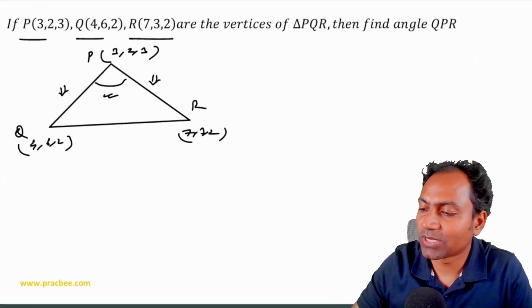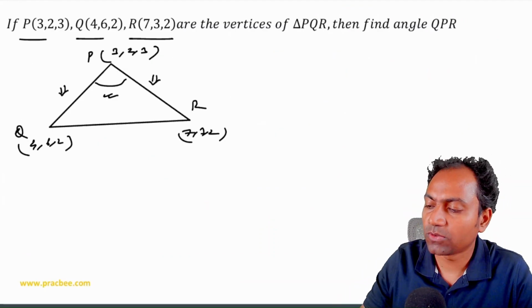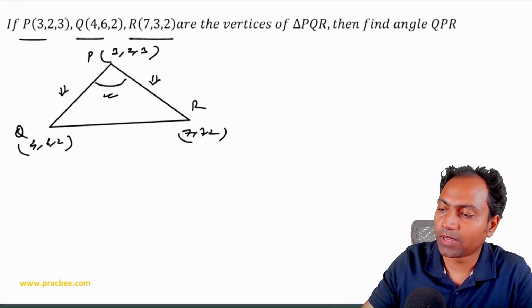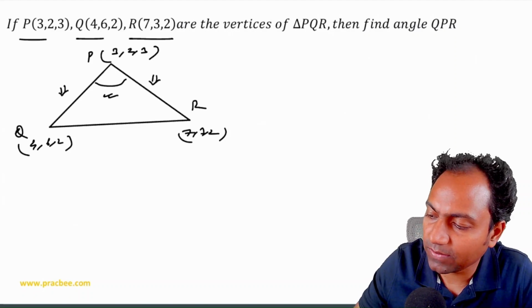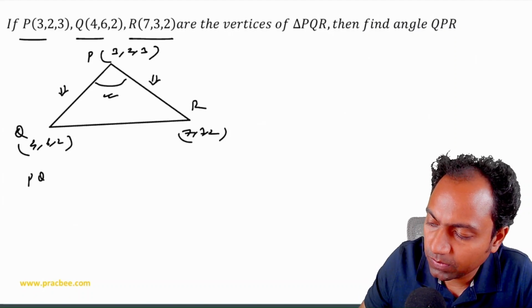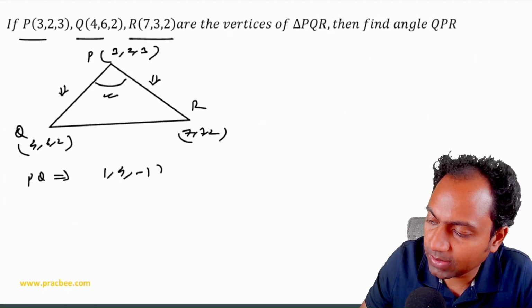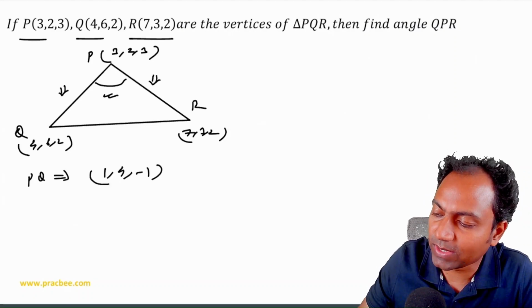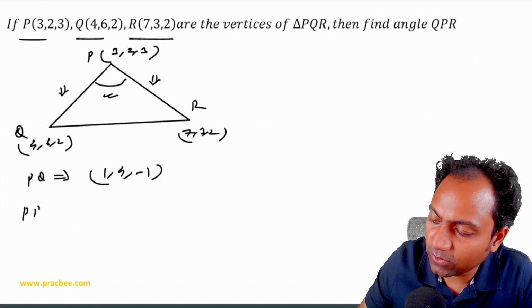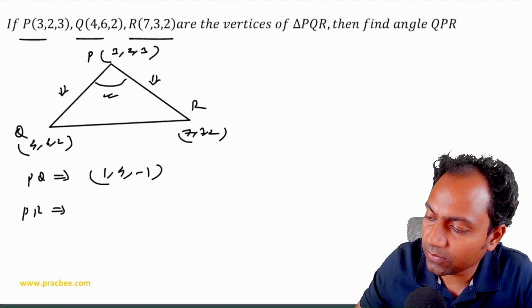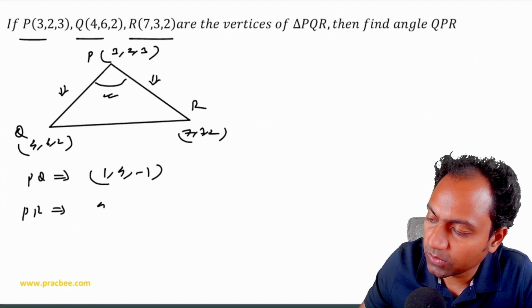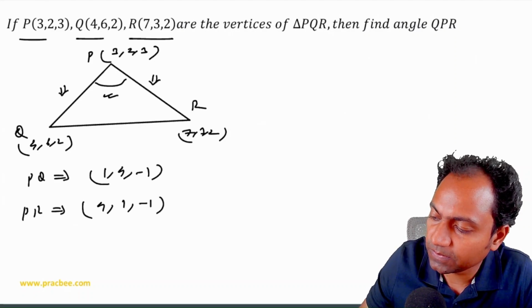So in this next question, a triangle with vertices is given. If I want to find this angle QPR, what I will have to do is basically find the direction ratios of PQ. If I do so, it comes out to be nothing but 1, 4, minus 1, if I subtract the x, y, z coordinates. Same thing for PR. If I subtract from 7, 3, it becomes 4. From 3, 2, it becomes 1. And from 2, 1, it becomes minus 1.